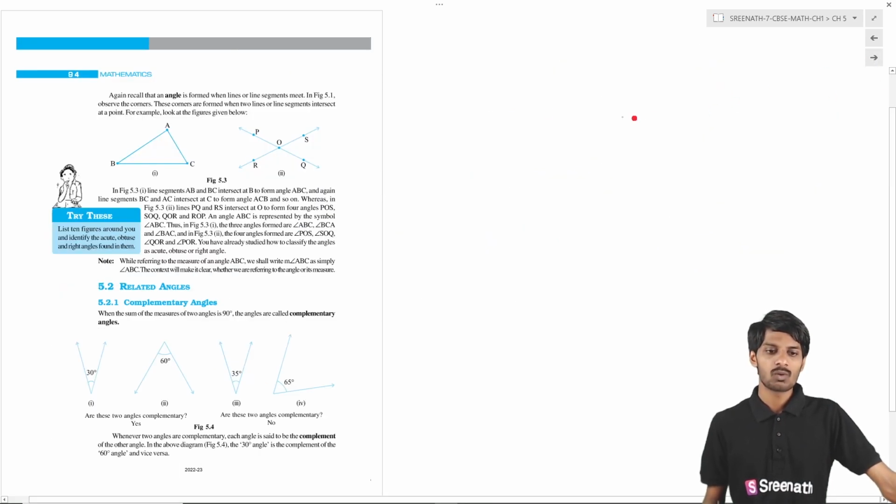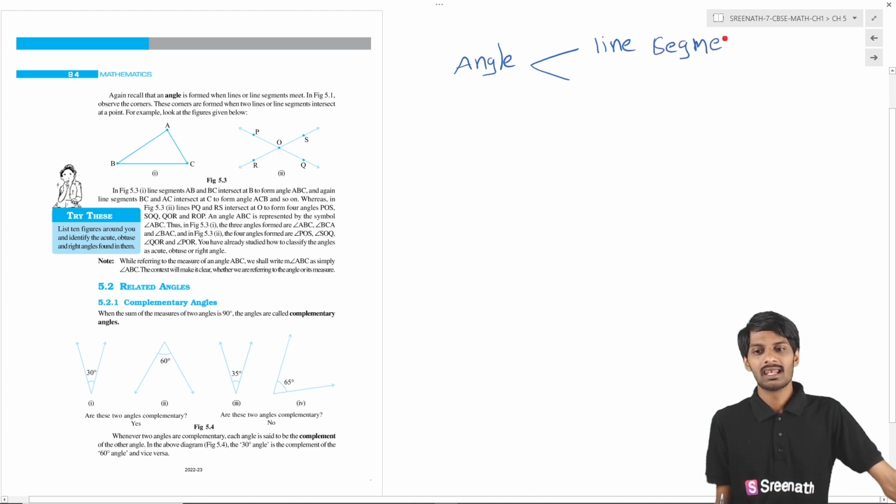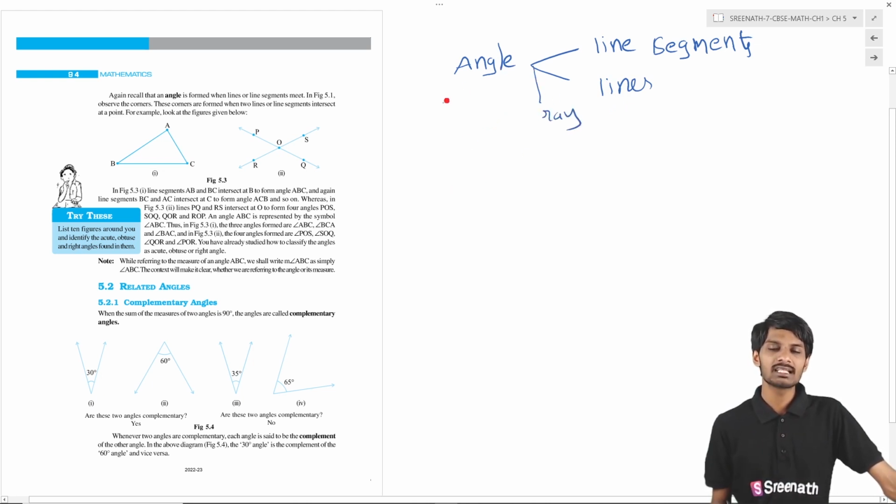Now, we have already learned about angles also. What is an angle? An angle is formed by line segments. By using line segments, we can form an angle, and using rays also, we can form an angle, students. Whenever an angle is formed, if you take two line segments and the two line segments intersect, suppose these are the two line segments, these two line segments will form an angle here. So this is the angle, students.